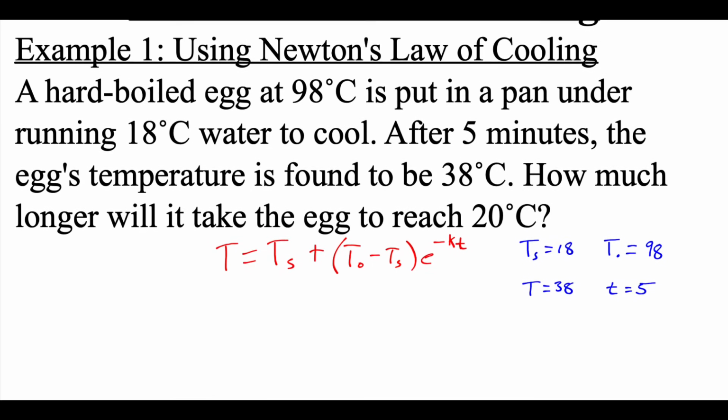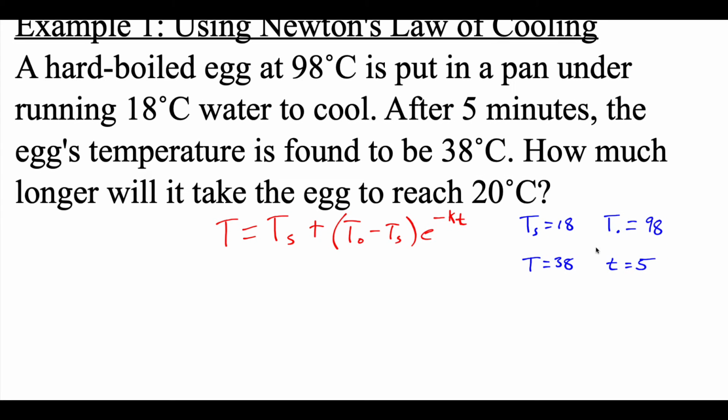So we can take those 4 pieces of information and plug those into this equation, and what that's going to help us do is solve to figure out this cooling factor k. Once we know what that cooling factor is, we'll be able to figure out how much longer it's going to take us to cool down to 20 degrees. So plugging all that stuff in, this says 38 is equal to 18 plus the difference in 98 minus 18, e to the negative k times 5.